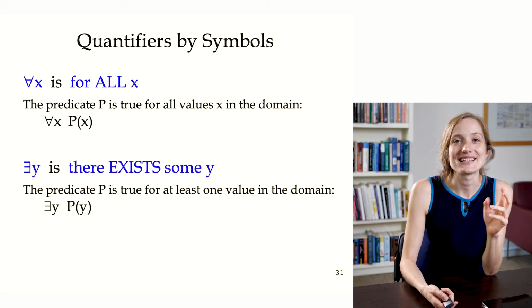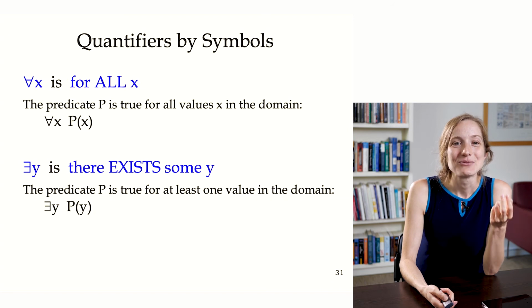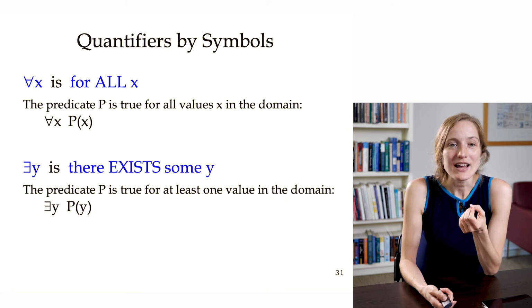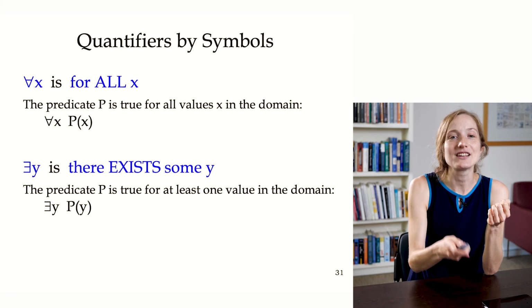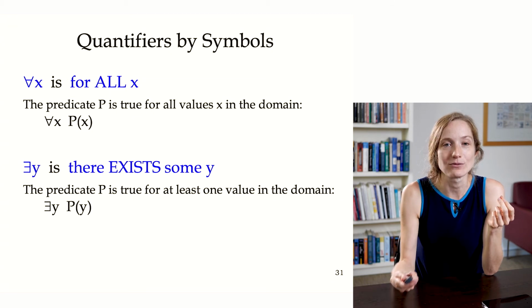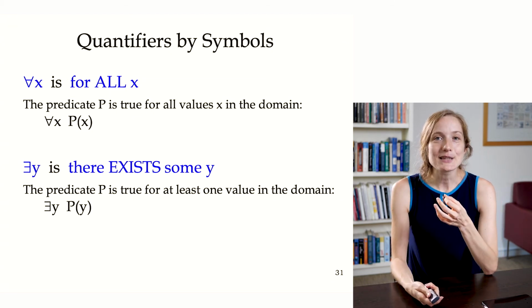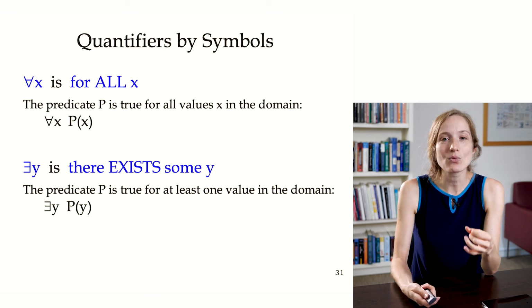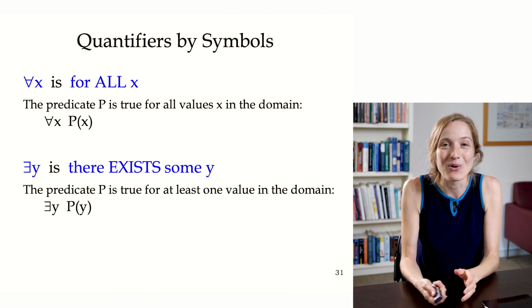The other one is this backwards E, which is there exists. So if I see here, I read this as there exists y such that P(y). And this means that the predicate P is true for at least one value of y in the domain.